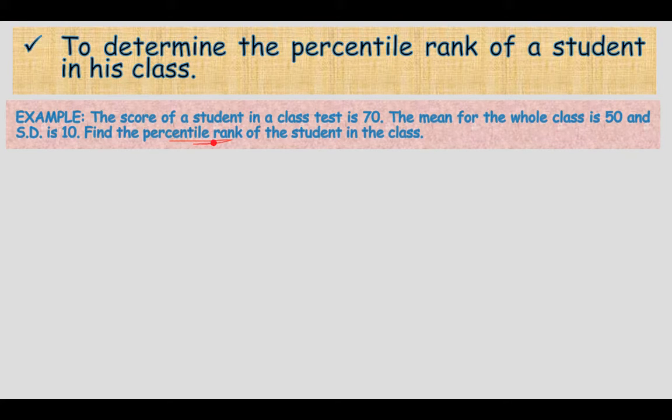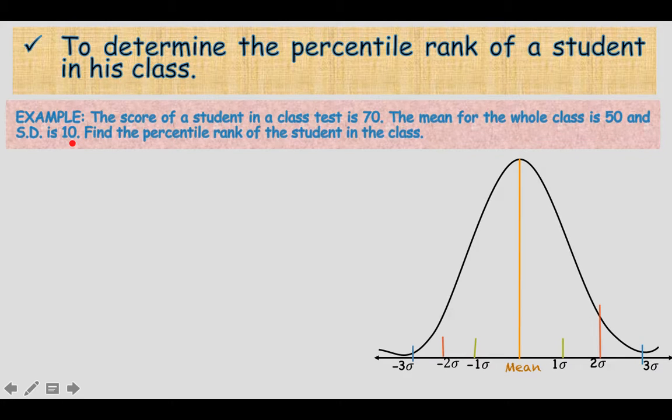We have been given the raw score, that is 70. We have been given the mean of the group, that is 50, and the standard deviation of the group, that is 10. We have to find out the percentile rank of the student in the class. First, let us deduce this from the graph, that is the normal probability curve.